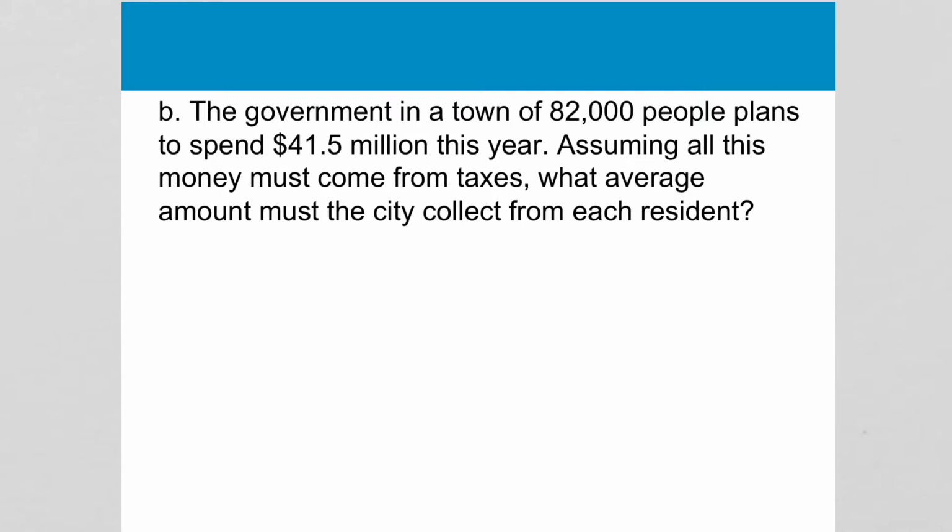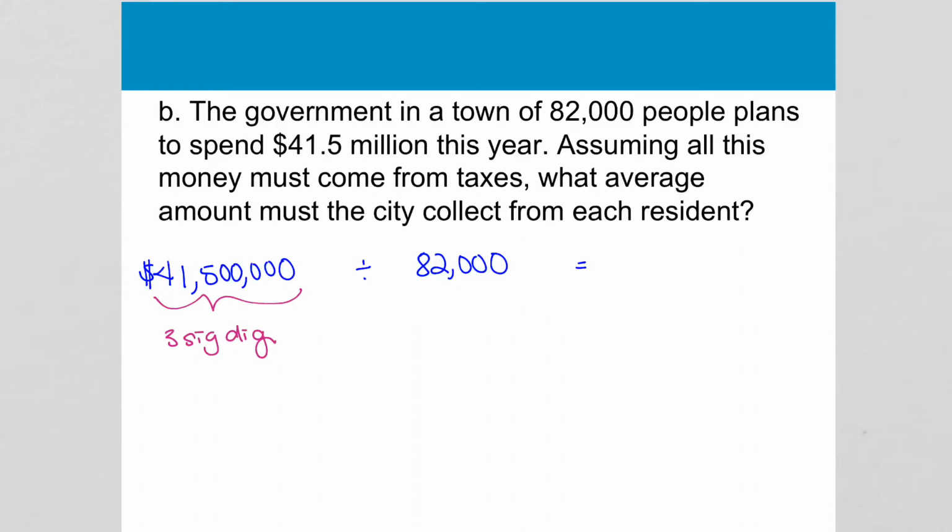Okay, so you would take $41,500,000 and divide that by the number of people, 82,000, to get your answer, right? But keep in mind that this dollar number is only 3 significant digits, and this one is only 2 significant digits.